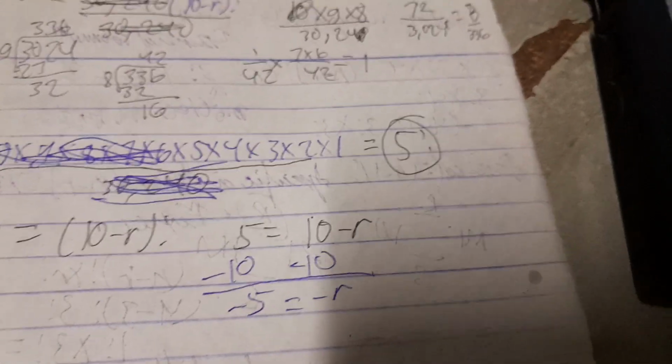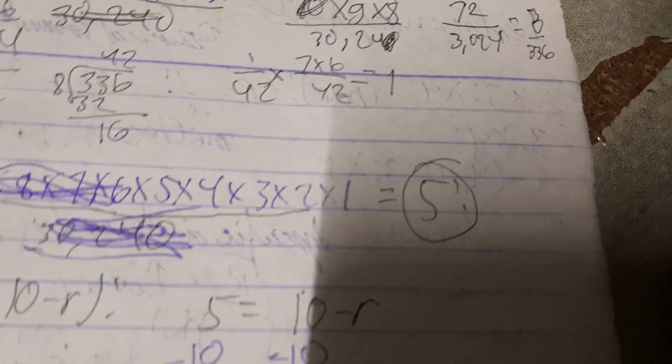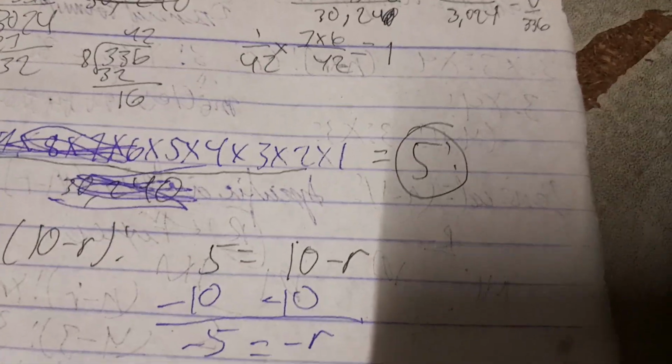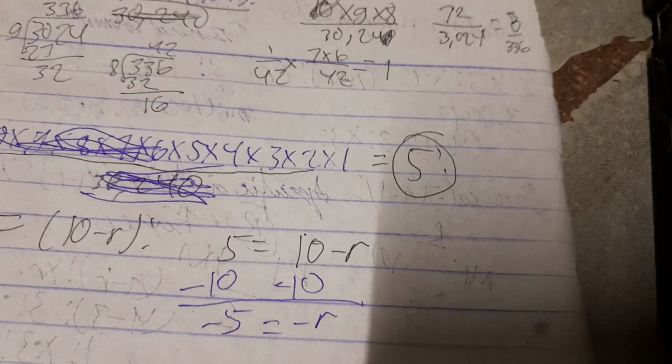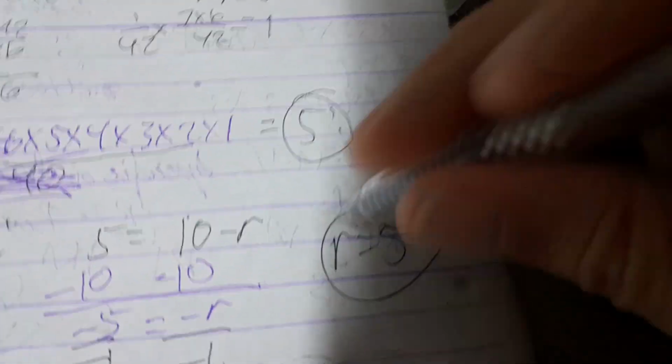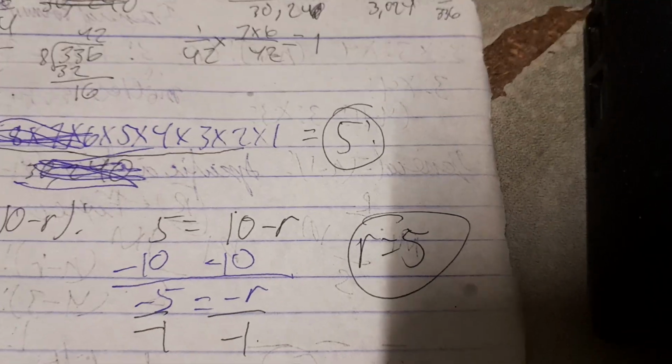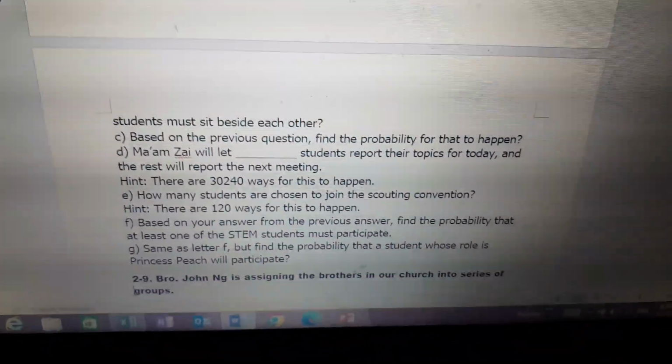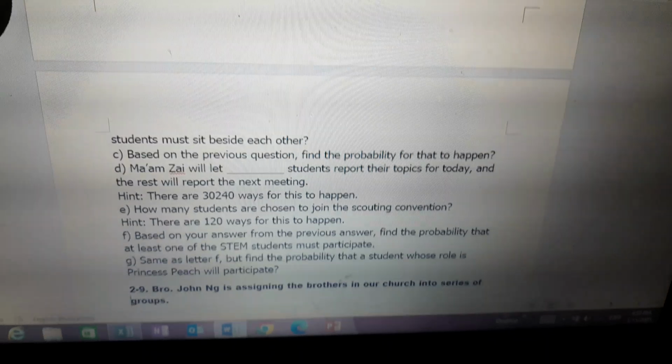Madali lang yan. We need to divide by negative 1 to remove the negative. Do you know the rules of multiplication? Whenever you multiply or divide by 1, it's the identity property. But if you divide a negative by another negative, you will get a positive. So we need to get the positive version. So dividing both sides by negative 1, therefore r must be 5. Your r must be 5. So therefore, that is what I said earlier: Ma'am Zai will let 5 students report their topics for today and the rest will report the next meeting. So this should be the answer.